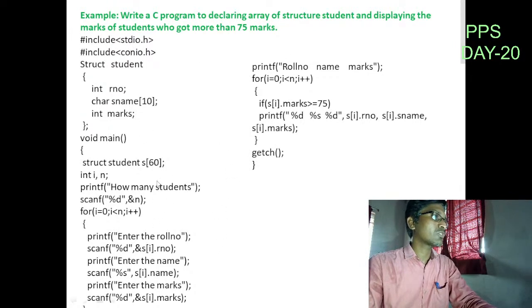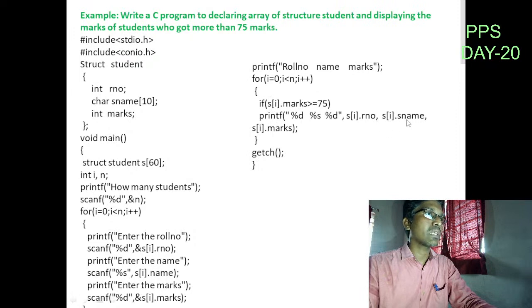I will explain one more time. Here I declared the size of the array as 60 students, and s is a structure variable. Now I'm going to read how many students out of 60 we require. For that I use a for loop for reading the roll number, name, and marks, and after that I check if marks are greater than or equal to 75. Those student data I want to display: roll number followed by name and marks.